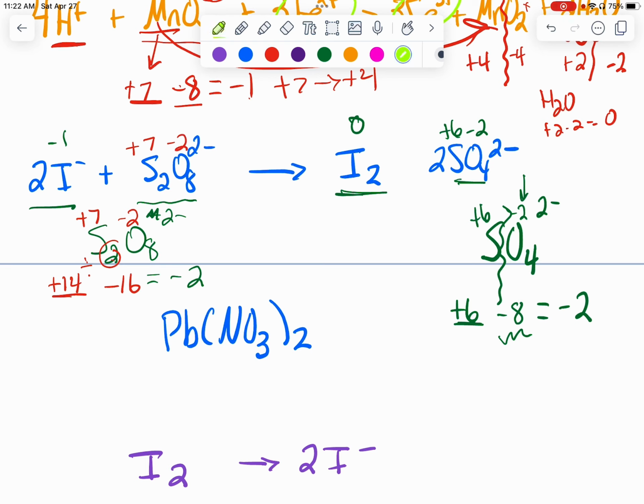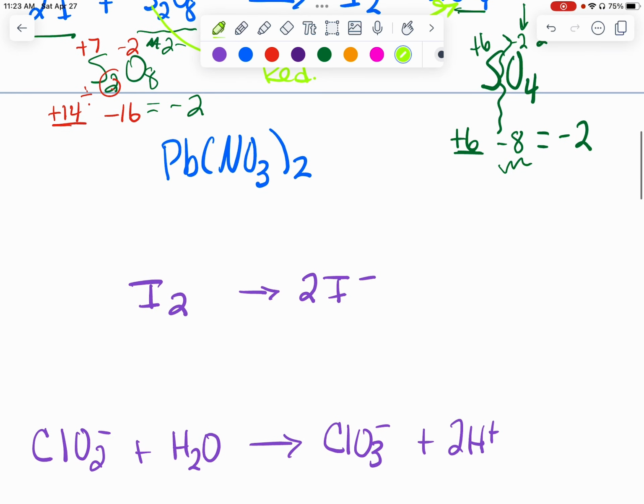So now you can look and see who changed. Well, iodine went from a -1 to a 0. You owed me $1. Now you don't. Aren't you moving in the positive direction? So that's oxidized because it becomes positive. Meanwhile, look at the S. The S went from a +7 to a +6. It's becoming negative. That is reduction. Okay? All right. Let's tackle one more.